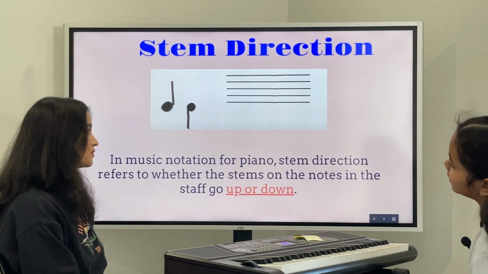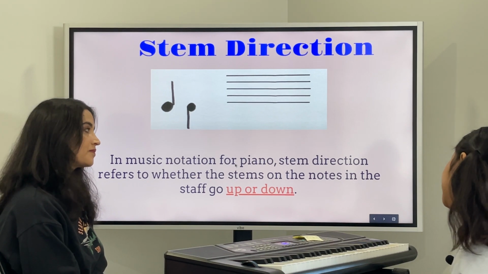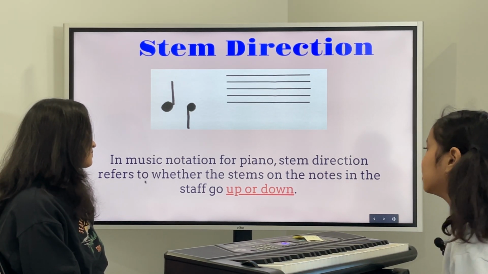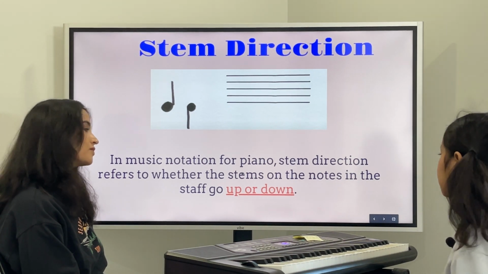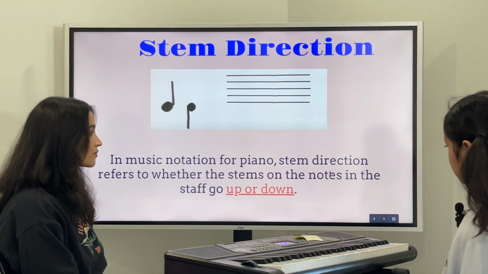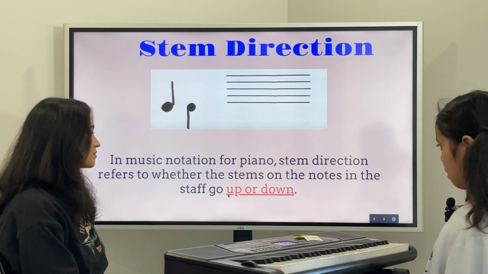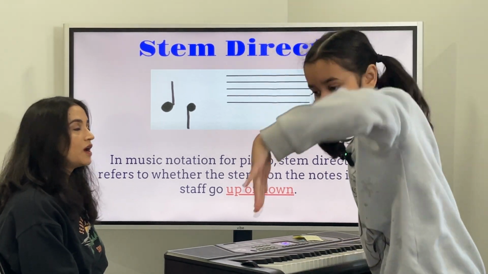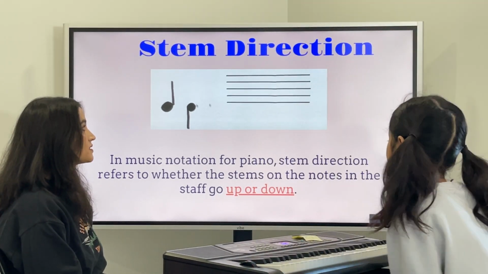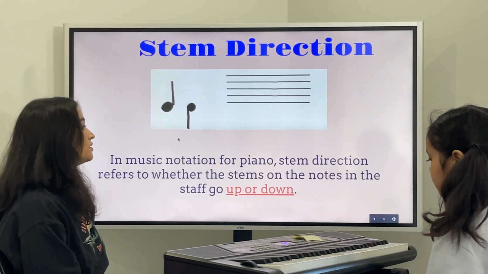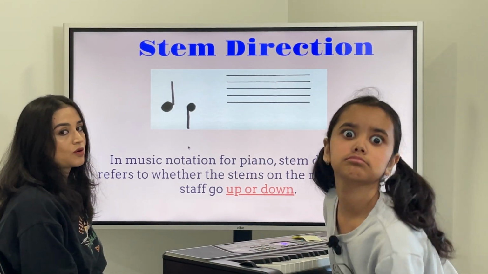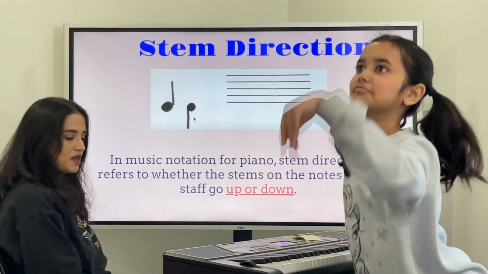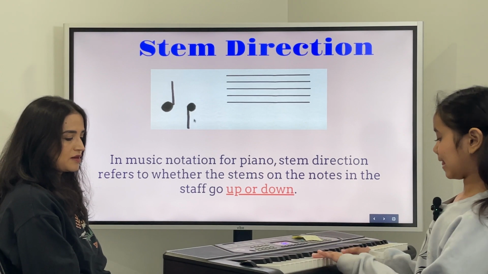In music notation for piano, stem direction refers to whether the stems on the notes in the staff go up or down. So it means in the staff the notes go up or down. So we're gonna learn some rules, how it goes up and down, and how we can memorize that.